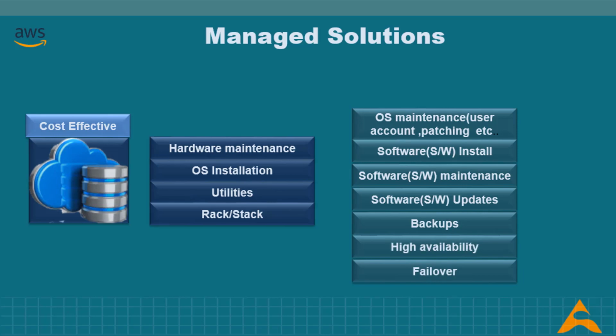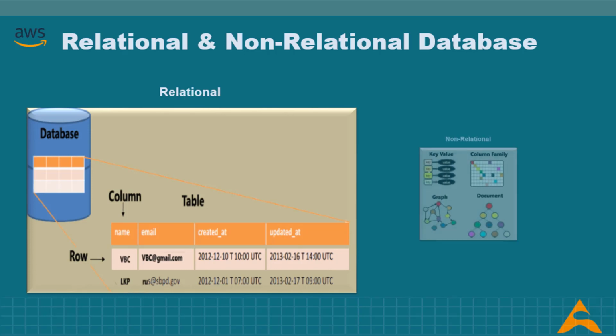See, for solutions which are managed at your own premise, the user has full control over the entire stack and the ability to perform and tune hardware, but it involves quite a lot of tasks. So here AWS offers relational and non-relational database offerings.